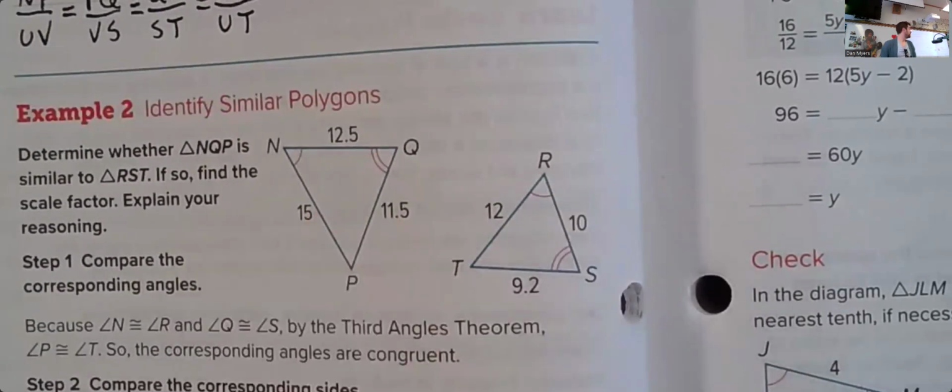So if it asks you to write a scale factor from one to the other, you need to know which one to which other one. Are you going from small to large? If you are, then the number needs to be bigger than 1. If you're going from large to small, you need to know that too, because that number needs to be less than 1, but still greater than 0. So let's take a look.